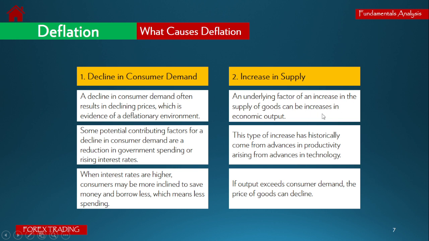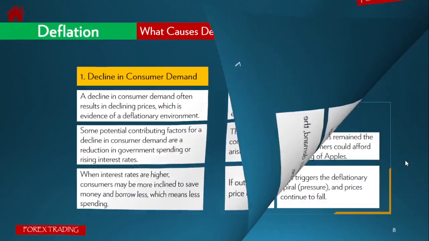On the other hand, with an increase in supply, an underlying factor can be an increase in economic output. This type of increase has historically come from advances in productivity arising from advances in technology. And if output exceeds consumer demand, the prices of goods can decline.